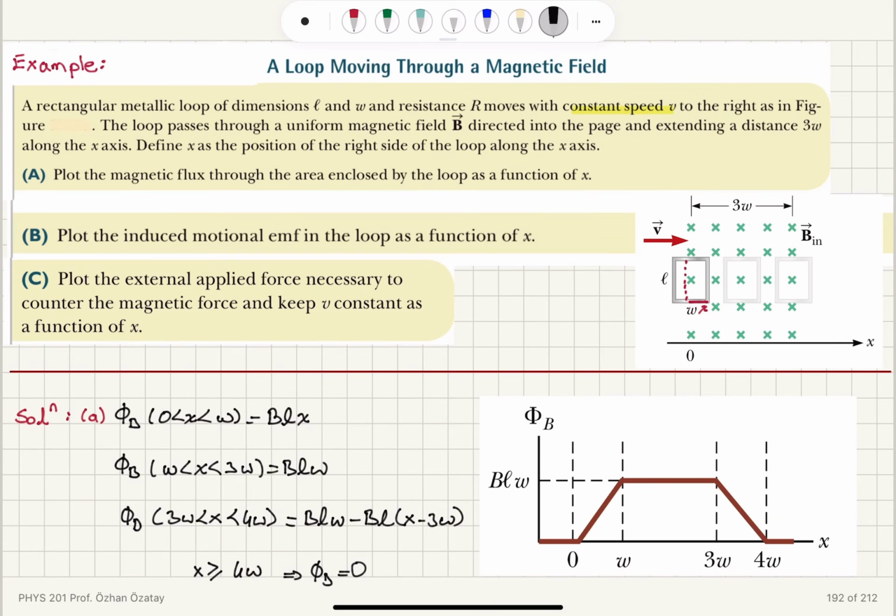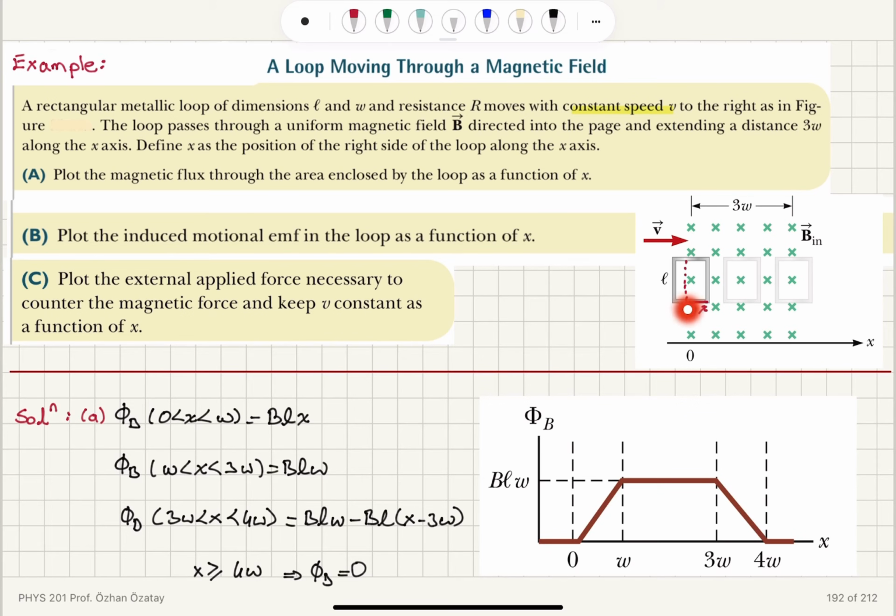Okay, so in this example we have a loop moving through a magnetic field with constant speed v moving to the right. It has resistance R, dimensions L and W. Now, for the magnetic flux as a function of x, where x is defined as the position of the right side of the loop. When the right side of the loop position x is 0, we're outside, so the magnetic flux is 0. When it is W, we're completely inside. It's going to be BLW, B times the area.